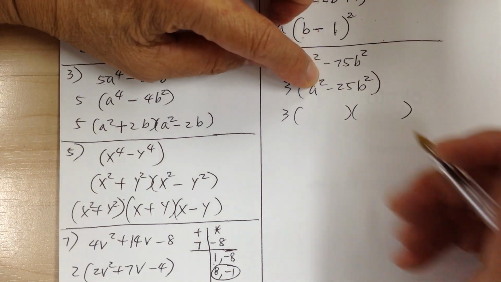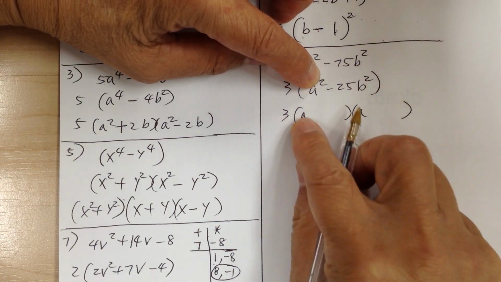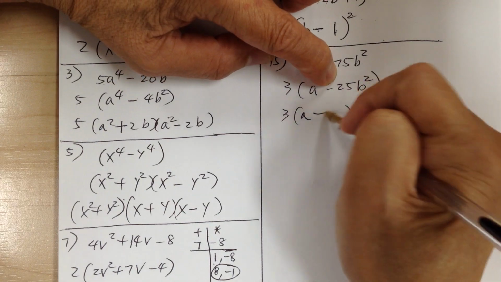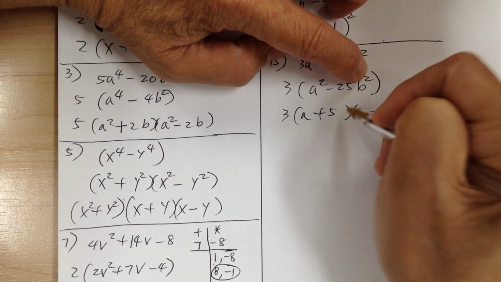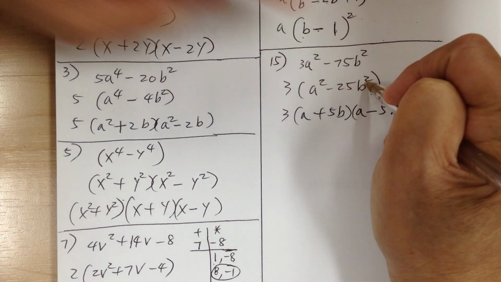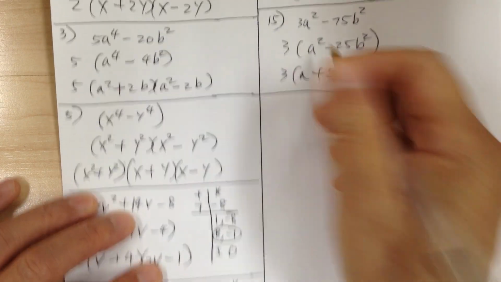Okay, so to get a squared, I need to have a times a. A times a gives me a squared. Plus times minus, I get minus. 5 times 5, I get 25. B times b, I get b squared. And that's it.